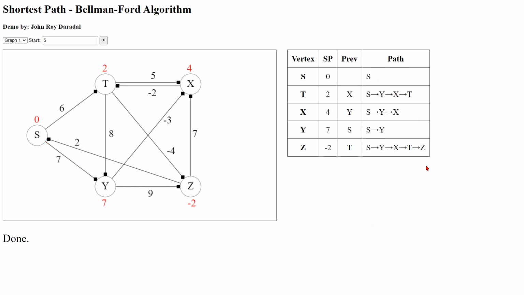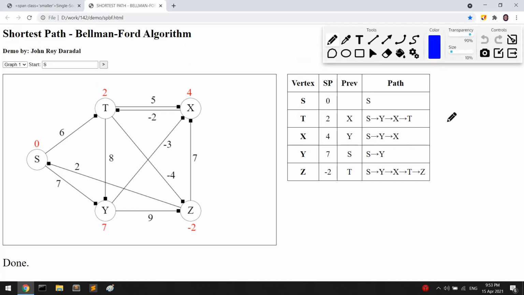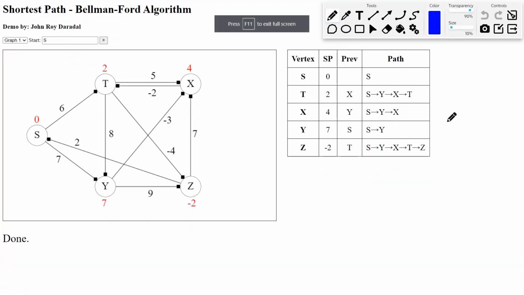Okay, so after getting the shortest path lengths of each vertex, and then using the previous pointers, we can recreate their paths using backtrace. So let's try to look at each one for each vertex. So for S, of course, from S to S, that would be 0, so it stays in S itself. From S to T is 2, and how will we get 2? So we will go from S to Y to X to T.